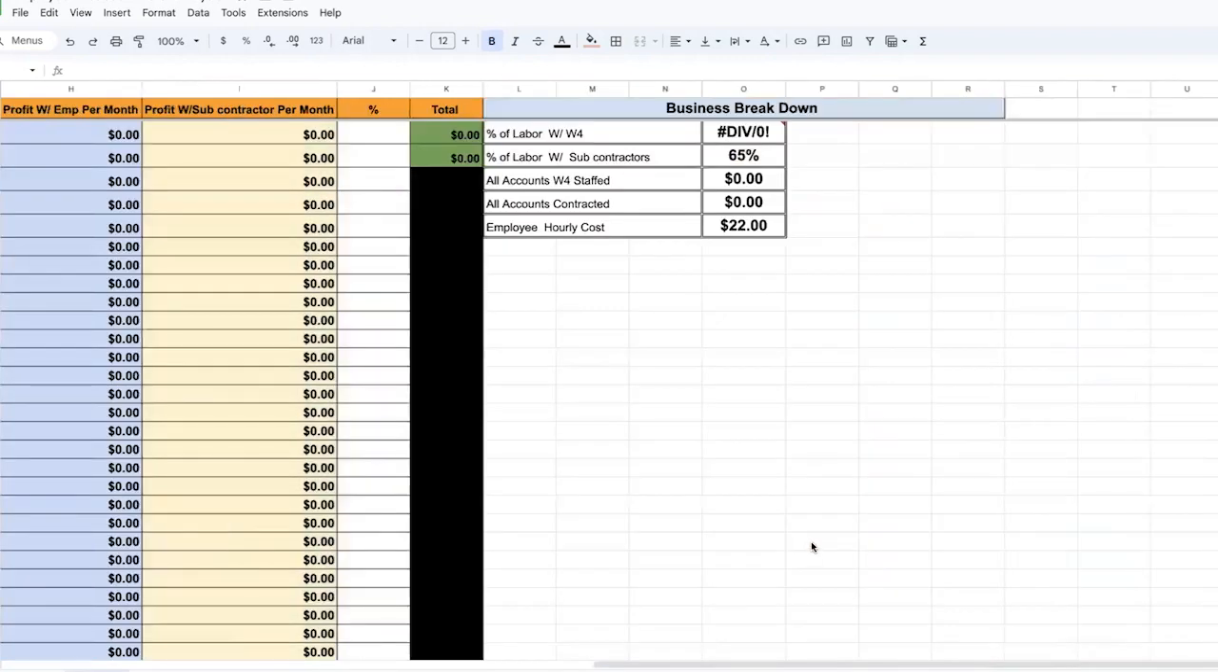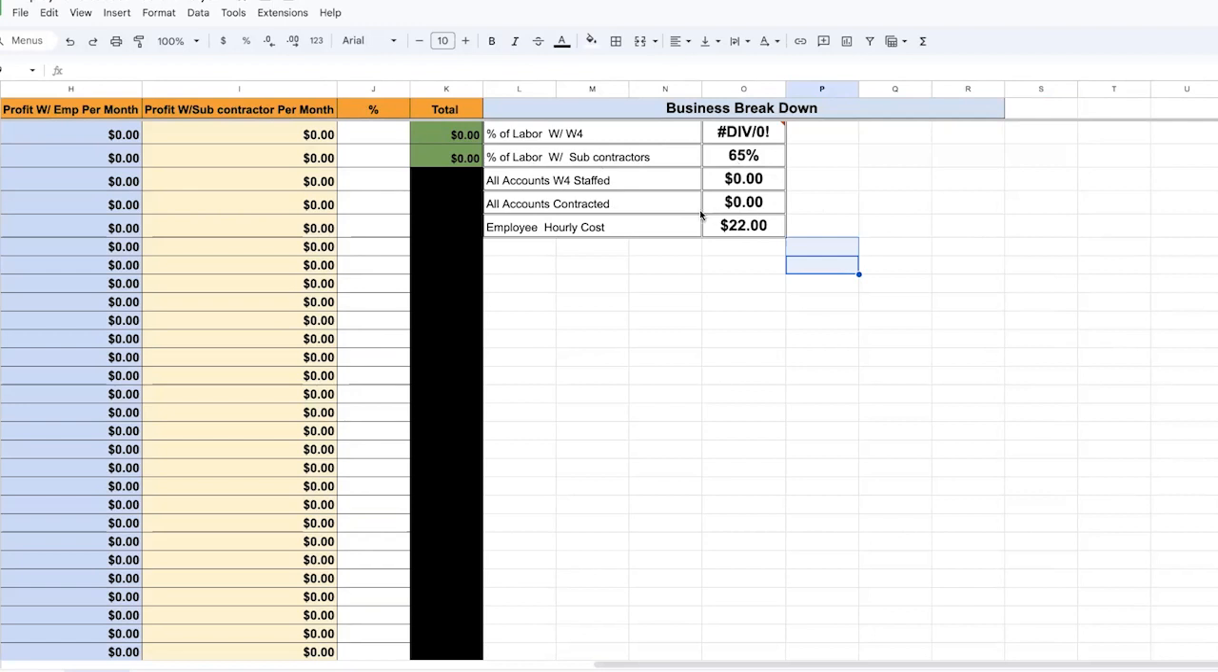So I'll first start all the way over here on the right. I'll decide what is the amount that I'm willing to pay my employees. So I do have it at $22 an hour. It can be changed to whatever. So that's the first thing. The second thing is looking at the percentage of labor with a subcontractor, right? I never really suggest anyone go under 60%, between 60 and 70%, whatever you decide.